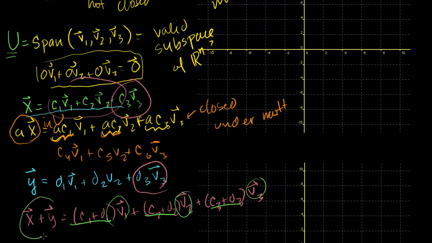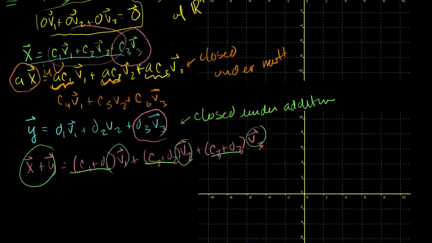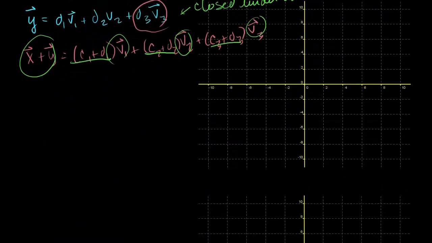So it must be, by definition, in the span of v1, v2, and v3. So we are definitely closed under addition. Now you might say, hey Sal, you're saying that the span of any vector is a valid subspace, but let me show you an example that, clearly, if I just took the span of one vector, let me just define U to be equal to the span of just the vector.